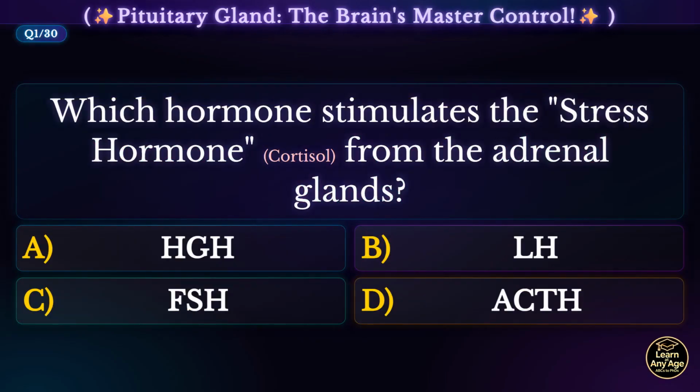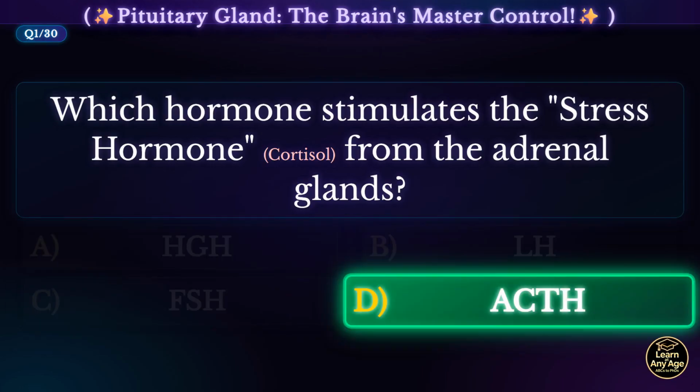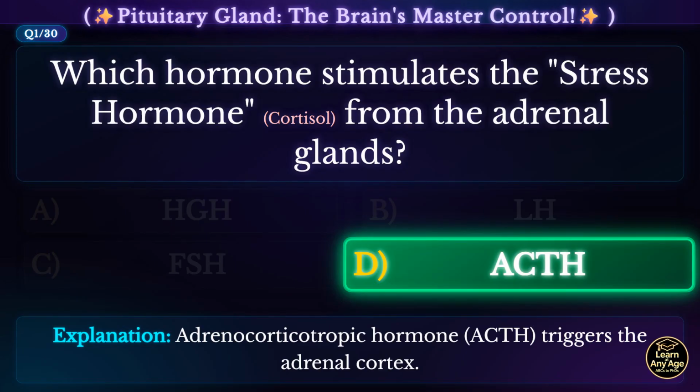Which hormone stimulates the stress hormone, cortisol, from the adrenal glands? ACTH. Adrenocorticotropic hormone, ACTH, triggers the adrenal cortex.